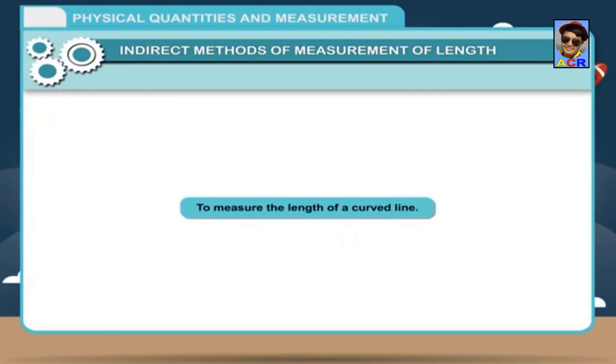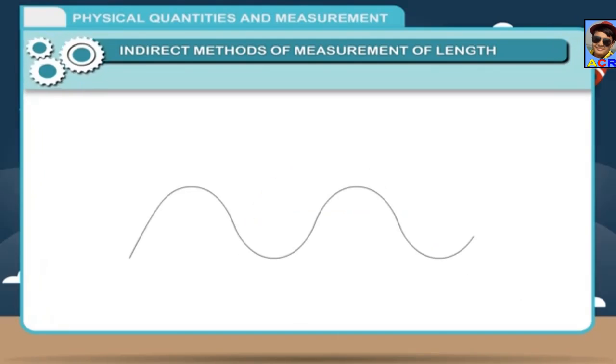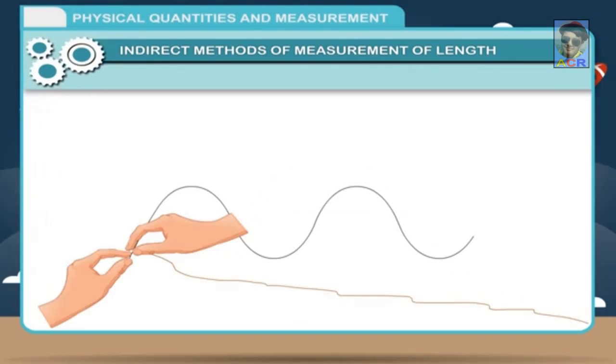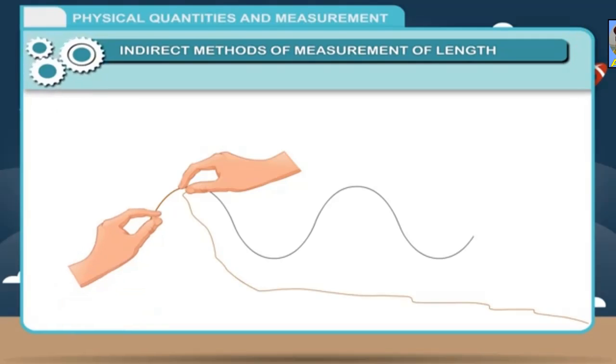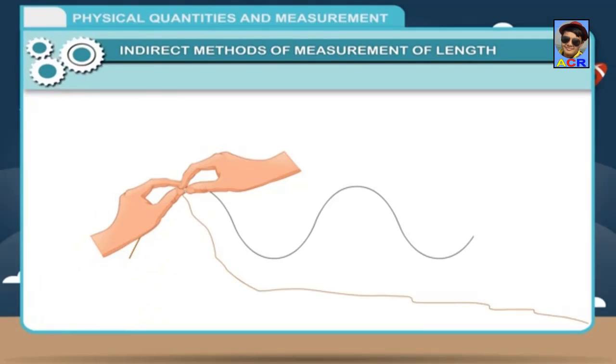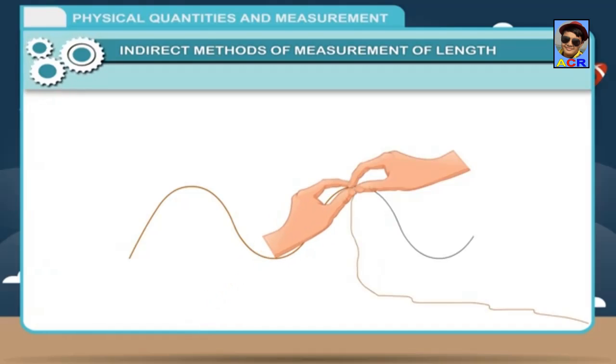Activity: to measure the length of a curved line. Take a thread and tie a knot on one end. To measure the length of a given curved line, place the knot of the thread at one end of the line. Now, move the thread along the length of the curved line carefully. Hold the thread at small distances between your thumb and first finger. Continue in this manner till you reach the other end of the curved line.